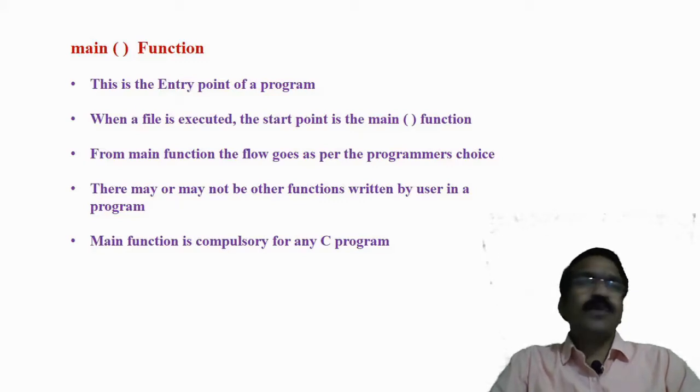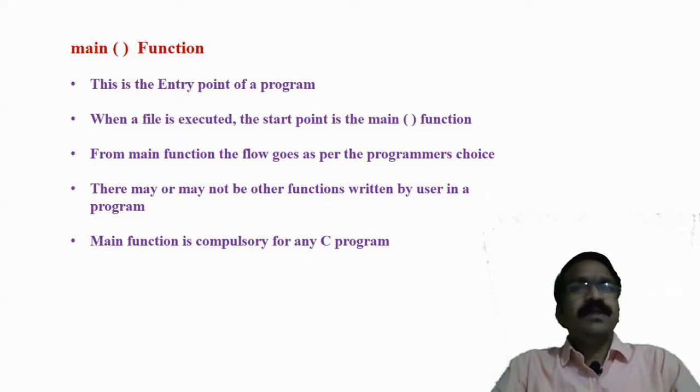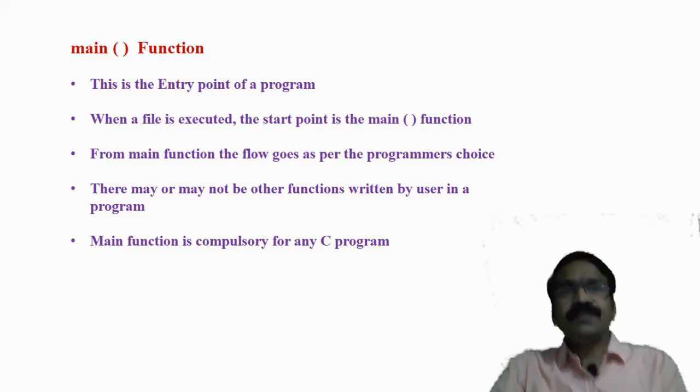Also, there may or may not be other functions written by the user in the program. C is a group of functions. There may be some more functions, but the main function should be only one, because from that location the program execution will start. The main function is compulsory for any C program. Any C program has only one main function.